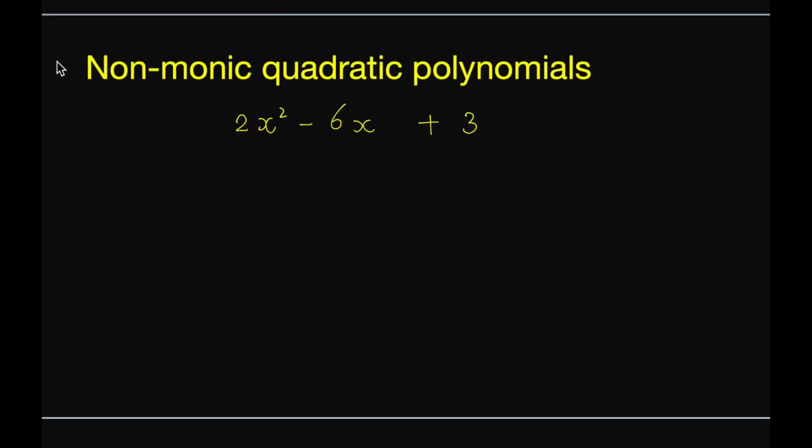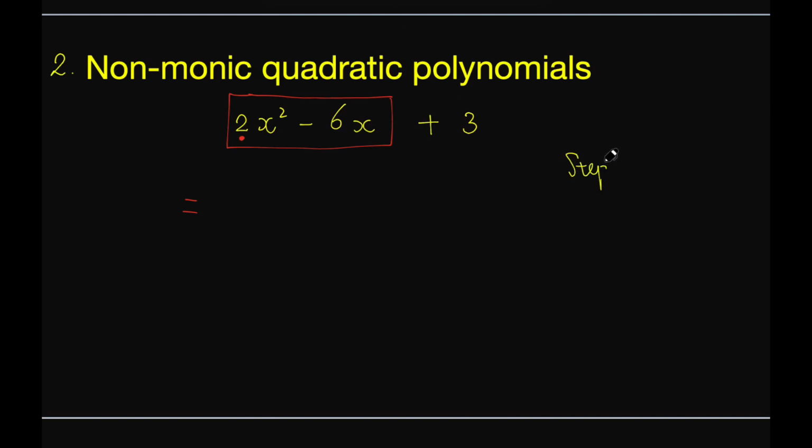Then if we have a non-monic quadratic polynomial, what can we do? For example, in this question, the coefficient of x squared is 2. It is not equal to 1, therefore it's not monic. When we deal with non-monic quadratic polynomials, we have to convert them to monic. Same as before, we only focus on the terms with x squared and x. Then step 1, convert it to monic.